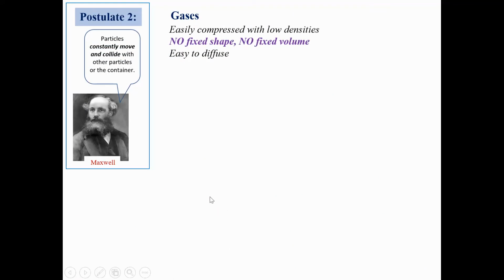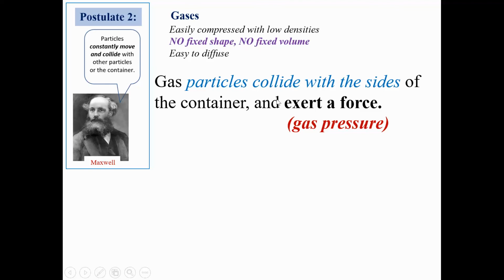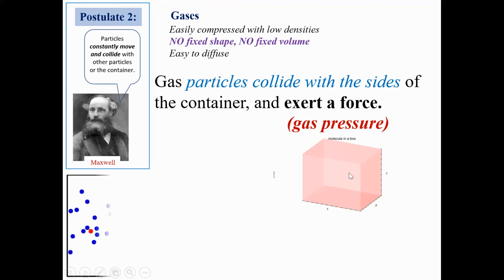Okay, postulate 2 says that particles constantly move and collide with other particles in the container. So gases, the point that we're looking at here, have no fixed shape and no fixed volume. Gas particles collide with the sides of the container and exert a force, that's gas pressure, which we'll look at more later. If you imagine that this gas molecule is inside this box, it's going to keep moving and bouncing forever, like a game of ping pong. And that's going to happen constantly.